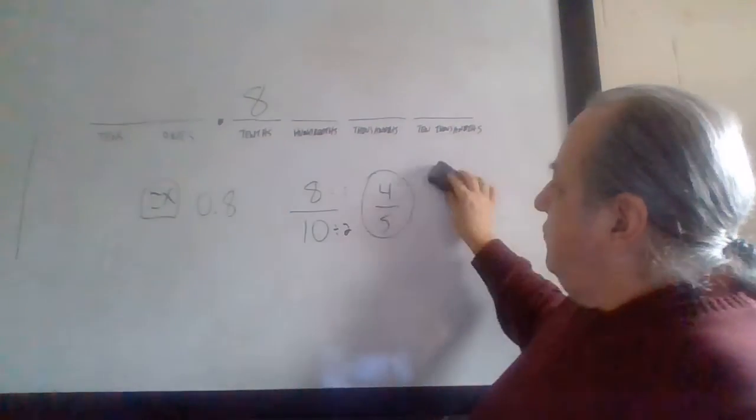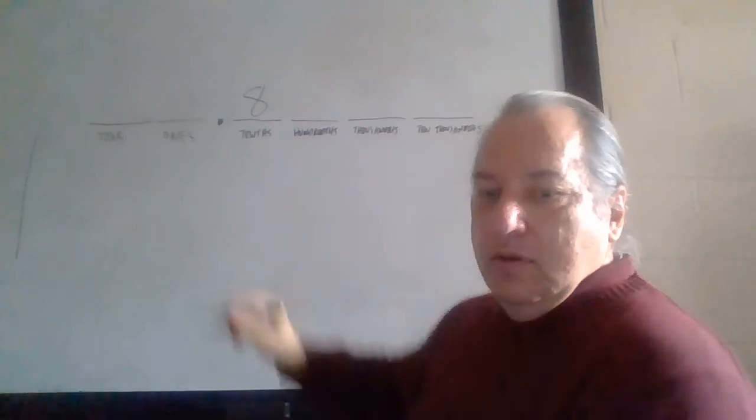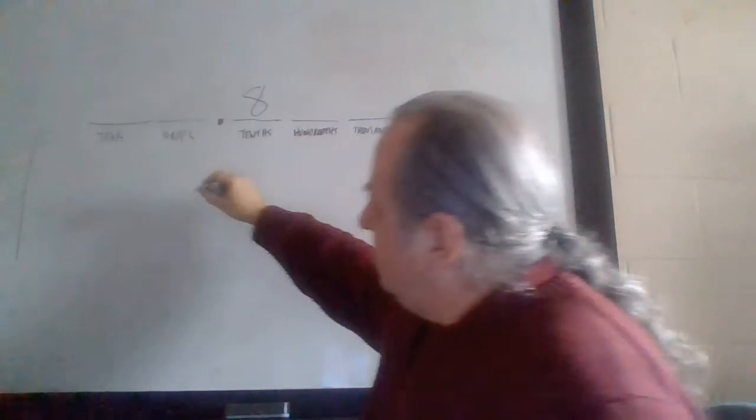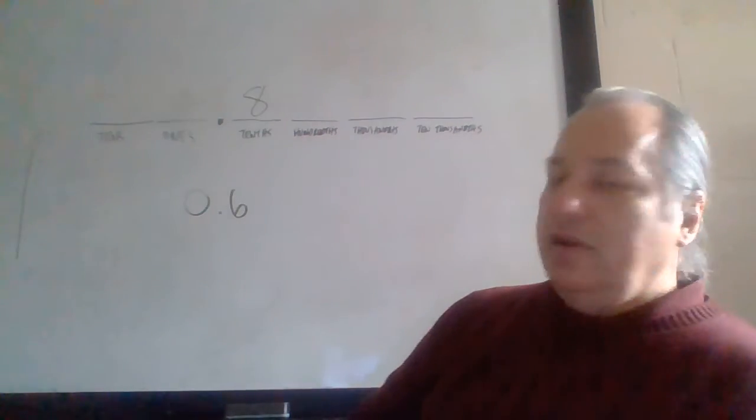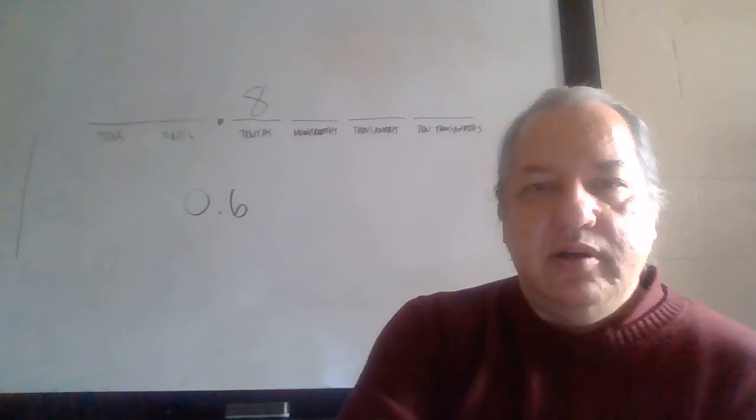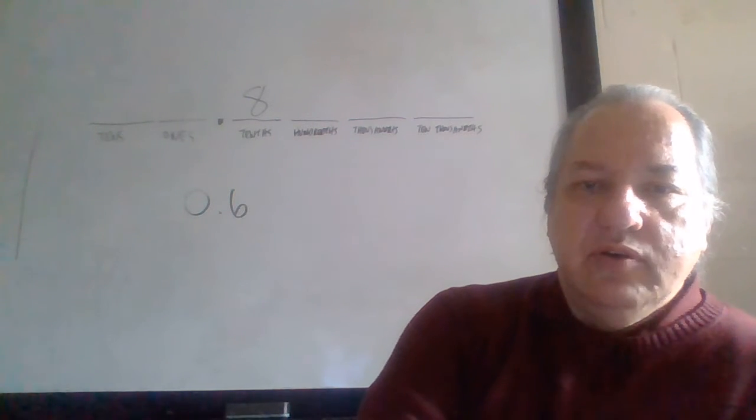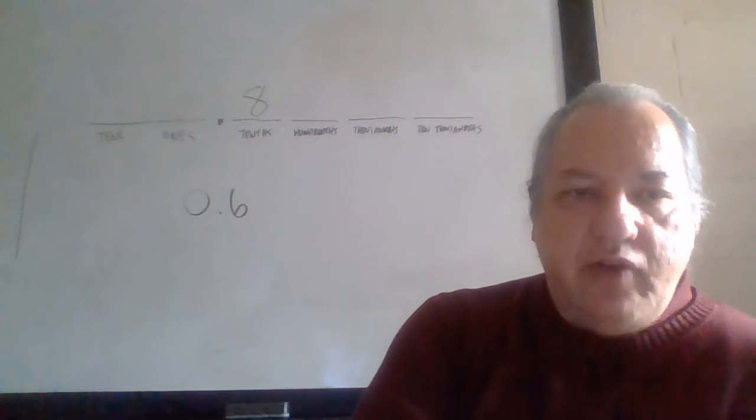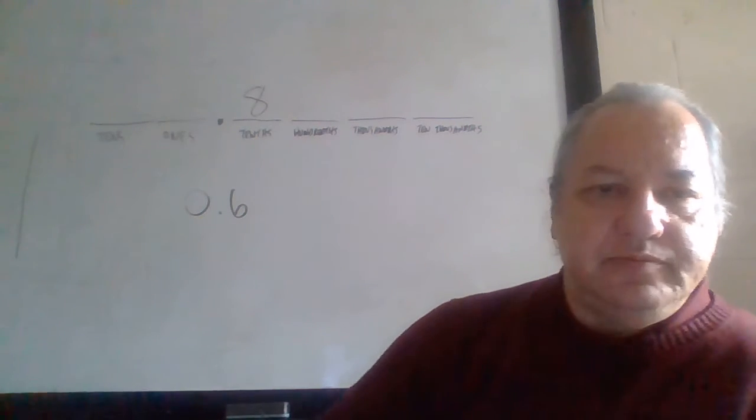So let me have you try one. I'm going to give you this 0.6, and I'll have you try it. In a moment, I'll have you press the pause button, unpause when you're done, and then you'll see me continue on with the solution. So convert 0.6 into a fraction in its simplest form. Press the pause button now.